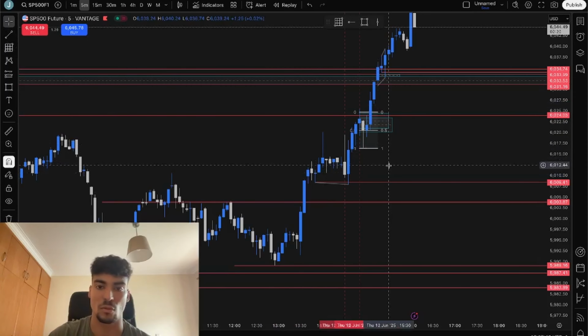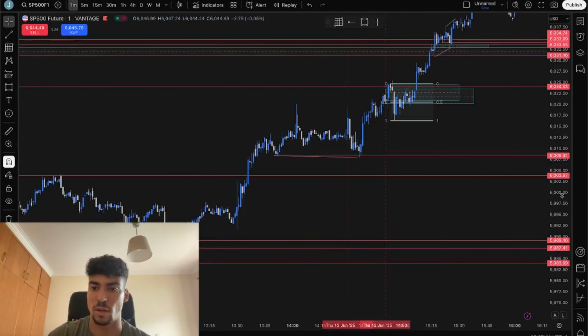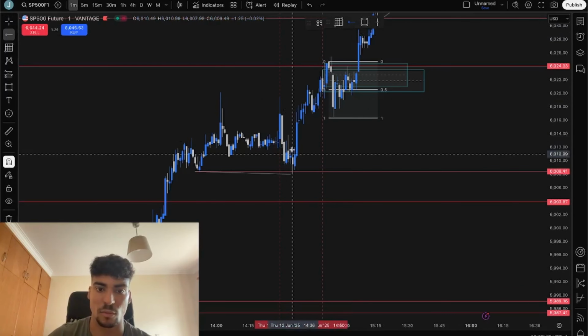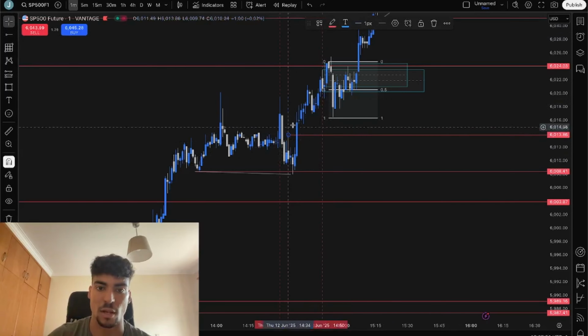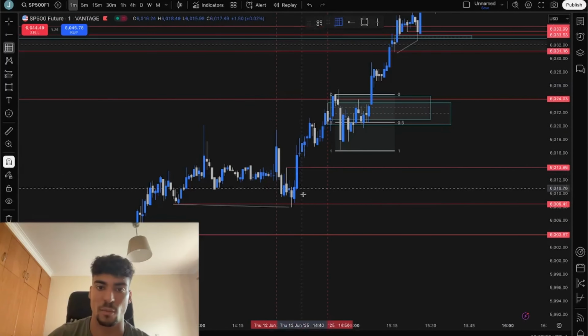Boom. Then we get a 5-minute break of structure, but we usually go to 1 minute. We don't even care about that. We go to 1 minute, the fair value gap, whatever it is. We get a break of structure right here. Boom. On these highs, we get a break of structure. Then we're waiting for a retracement into equilibrium, order block, breaker block, whatever it is.